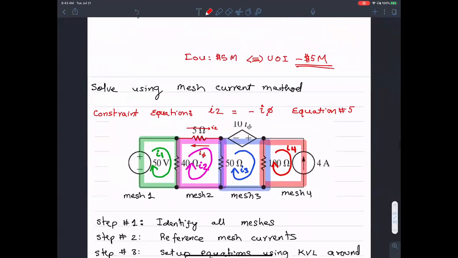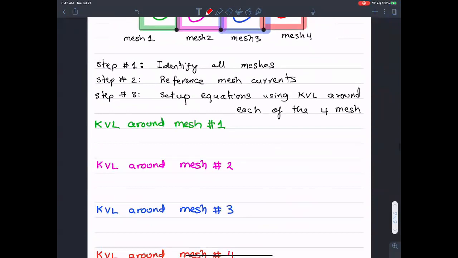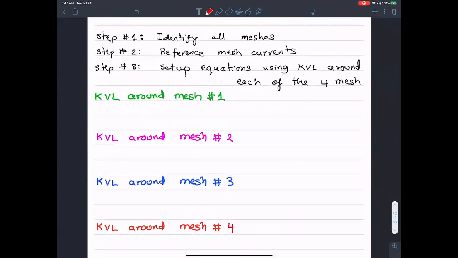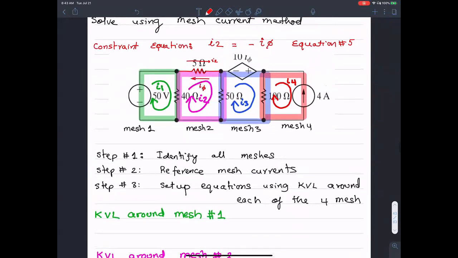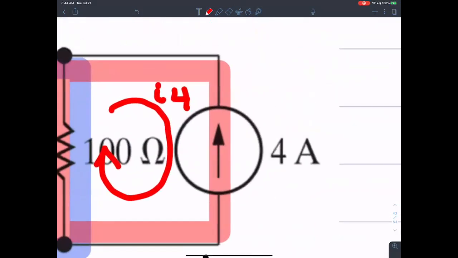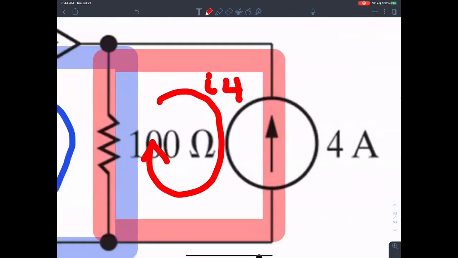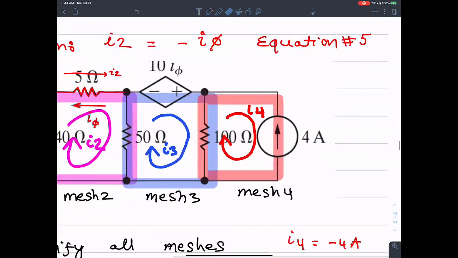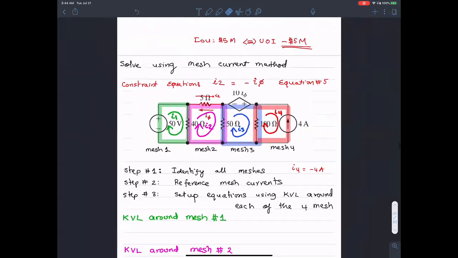Equation number 5. So I have 4 equations that will come about when I set up the KVL around each of these meshes, and then a 5th equation I can get from here. Also, don't forget that I4 is negative 4 amperes. I4 is the current that is going south, exactly opposite to the 4 amperes current that's going up. Opposite means negative, so therefore it is negative 4 amperes.